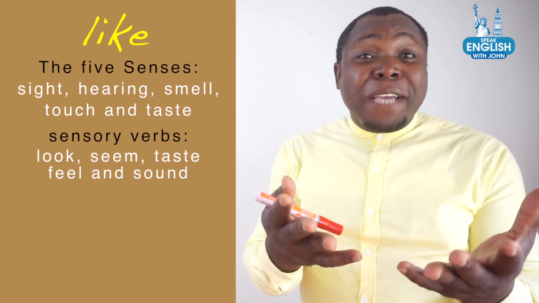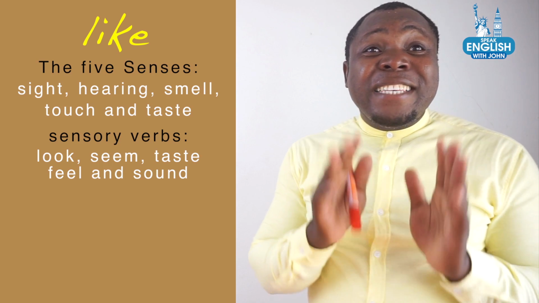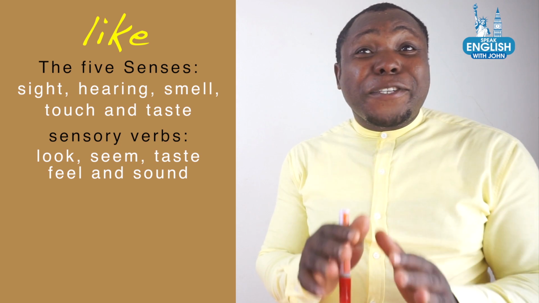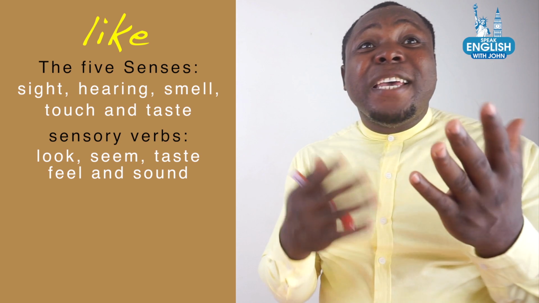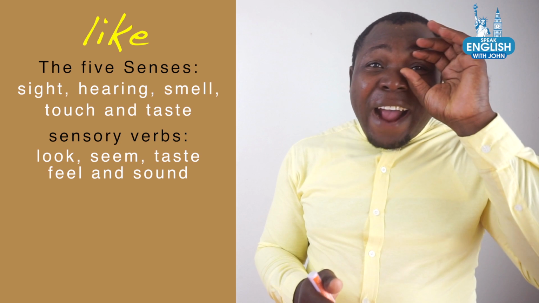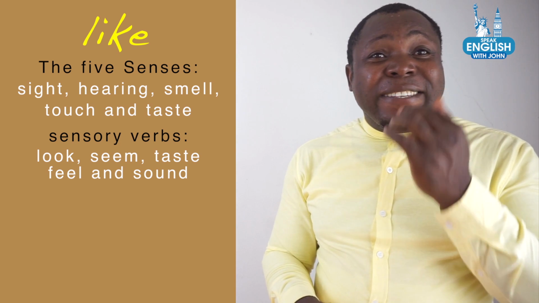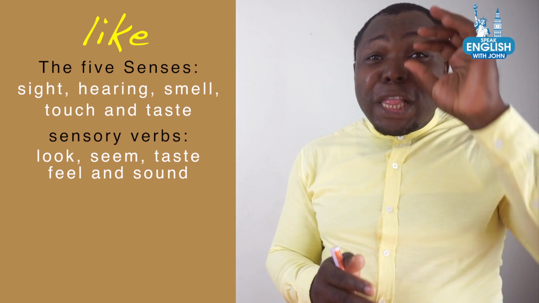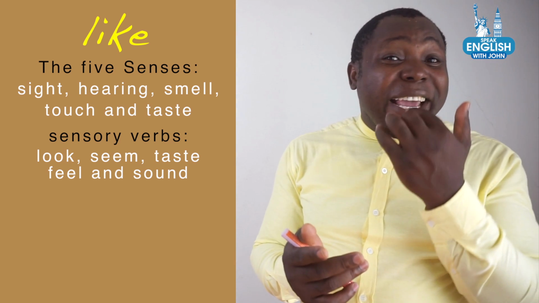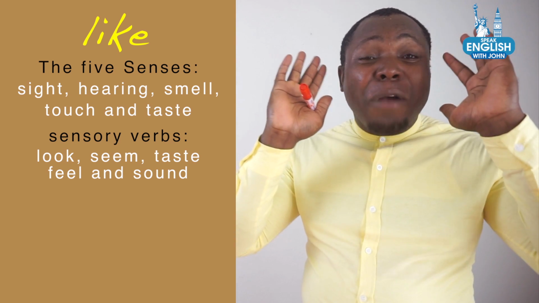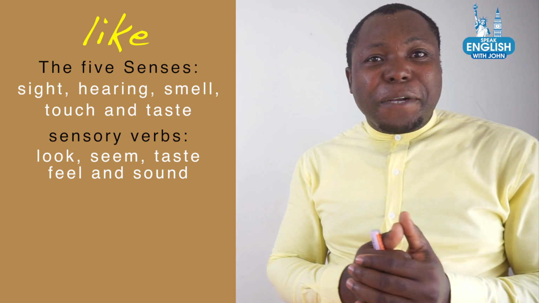It is also common to make comparisons using like with verbs of the senses. A sense verb is a verb that describes one of the 5 senses: sight, hearing, smell, touch, and taste. Verbs such as look, seem, taste, feel, and sound are sensory verbs.